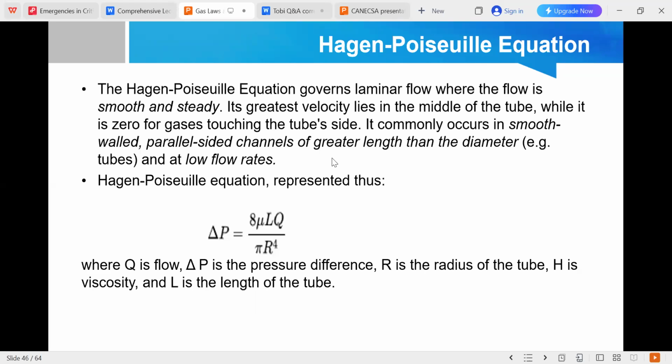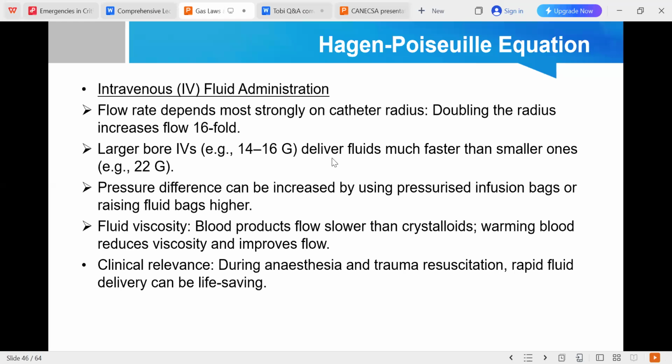This is explained by the equation we see. Q is the flow, P is the pressure difference, R is the radius, η is the viscosity, and L is the length of the tube. The clinical implications vary widely. For instance, in IV fluid administration, from the Hagen-Poiseuille equation, flow rate depends strongly on the catheter radius. If you double the radius of a catheter, you increase the flow by 16-fold. So a large bore delivers fluid faster than smaller ones.